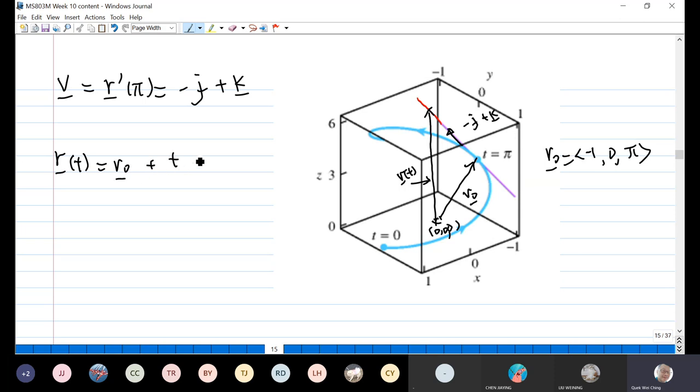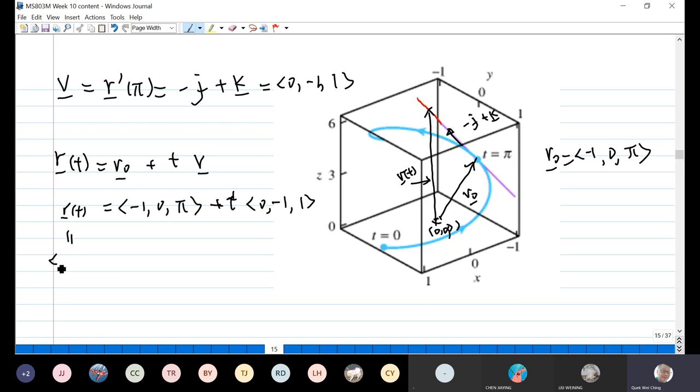So r(t) is equal to r0 plus t v. Here r0 is minus 1, 0, pi, and v in this case is 0, minus 1, 1, in terms of i, j, k. So this is your r(t), which can of course be equal to x(t), y(t), z(t). This is equal to minus 1, 0, pi plus t times 0, minus 1, 1. Add them up: this one is minus 1 here, this one is minus t here, and this one is pi plus t.